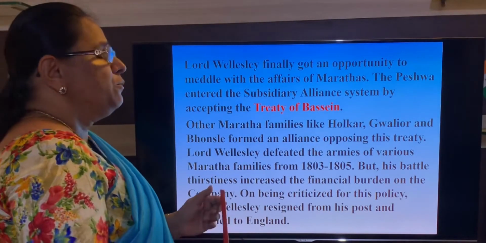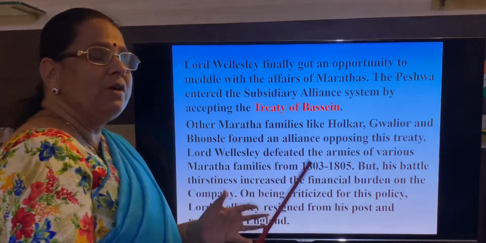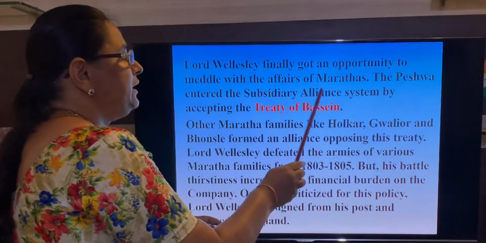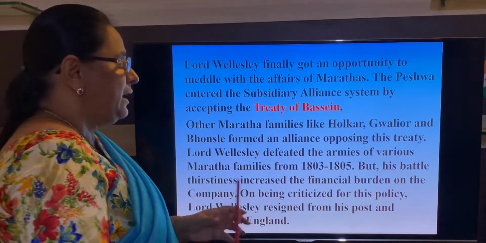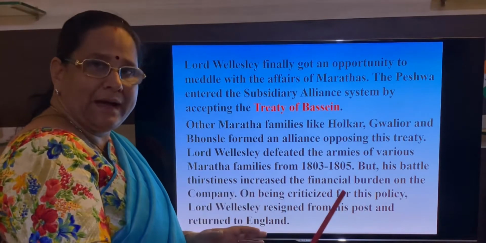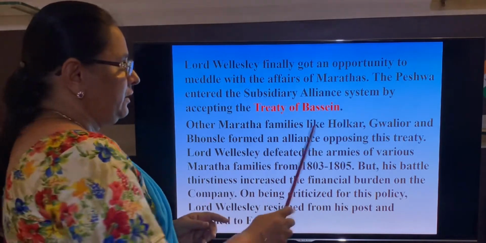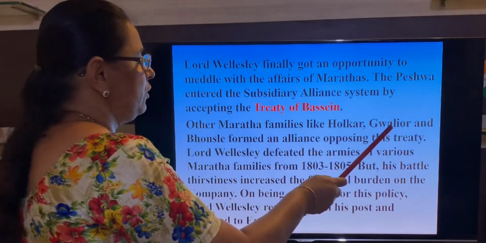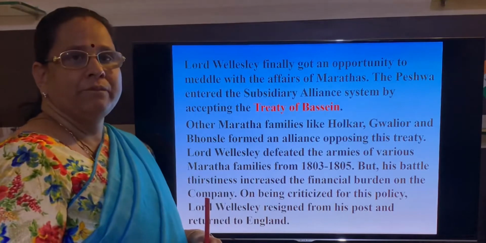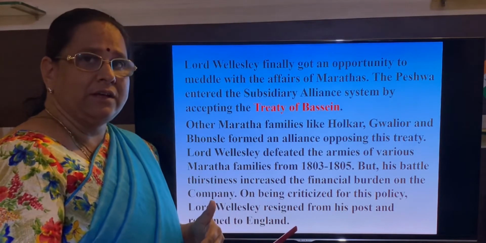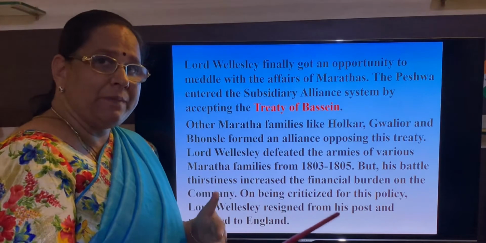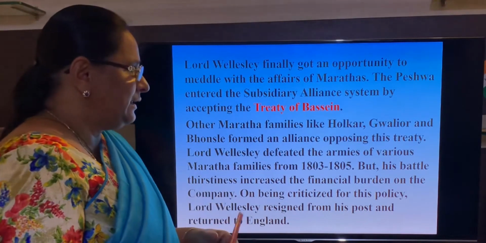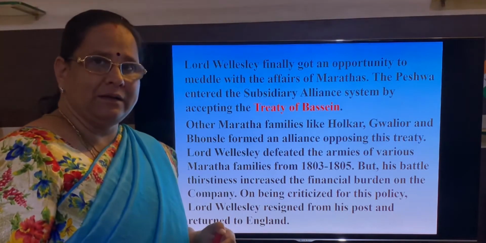After this, most of the Maratha families did not like Baji Rao accepting the subsidiary alliance, and they fought a battle with the English. The families which fought the English were Holkar, Gwalior, and Bhonsle. They were against the treaty. They fought a battle with the English. They lost and the English won the battle.